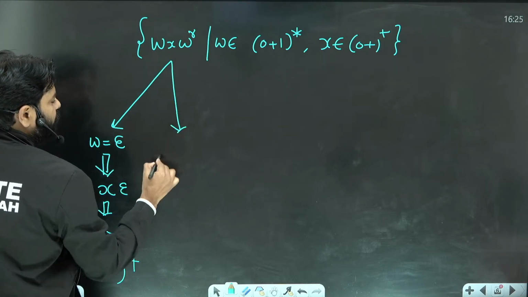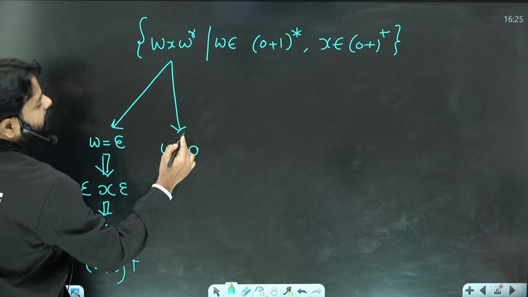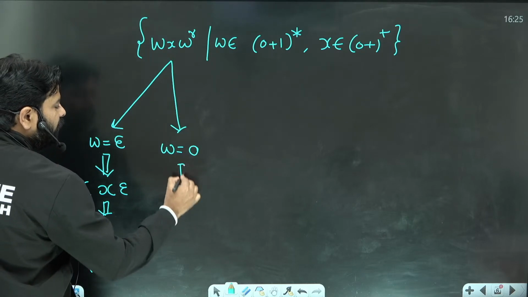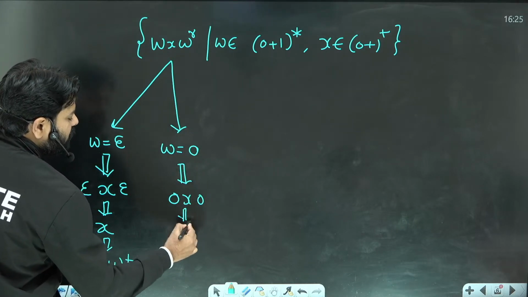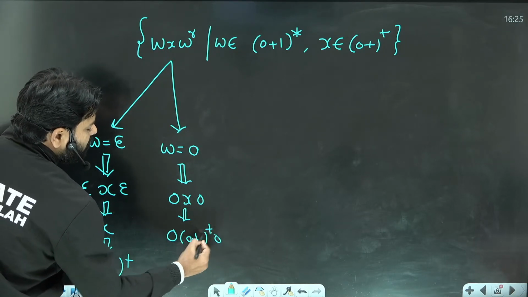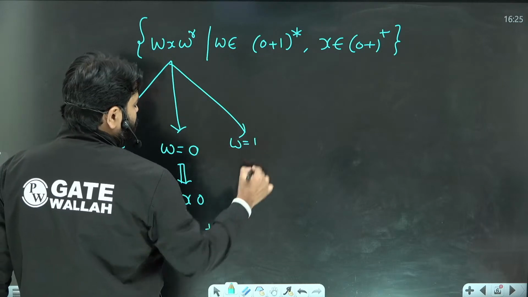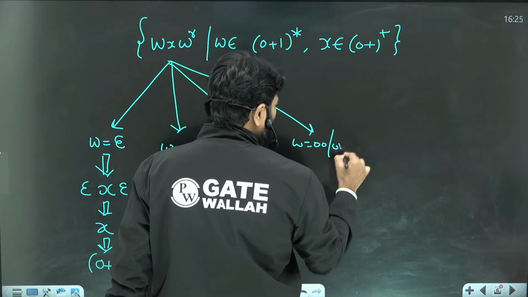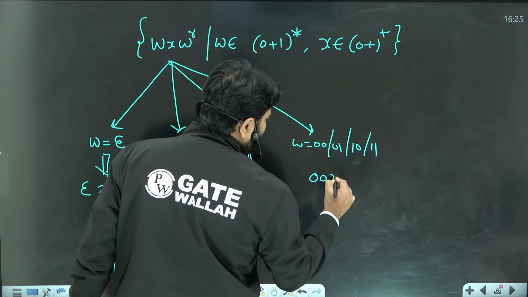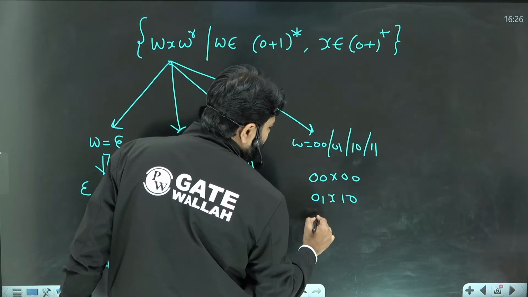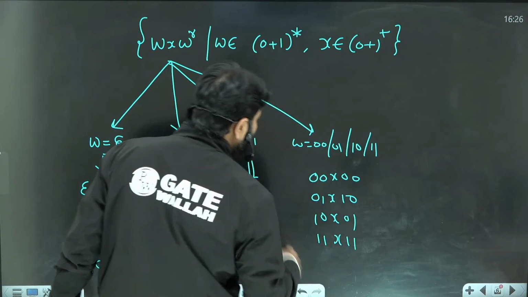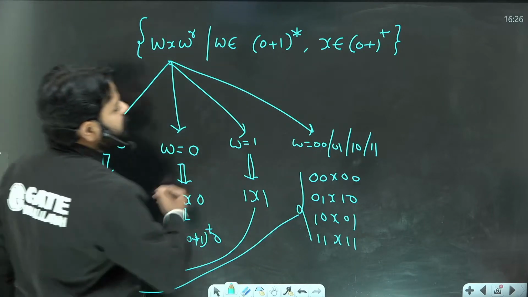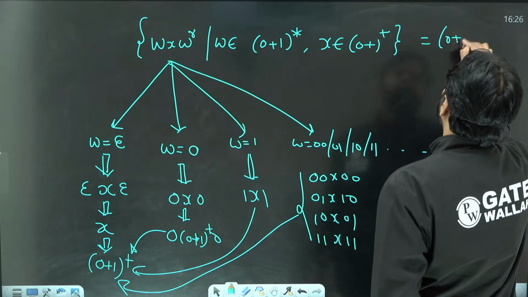Now you take any W. Say you take W equal to 0. What do you get? 0 X 0, that is 0 followed by (0+1)+ followed by 0. And take W equal to 1, you will get 1 X 1. Take W equal to 00, 01, 10, or 11: 00 X 00, 01 X 10, 10 X 01, and 11 X 11. You take anything, it is already covered here, and all four are already covered here. So whatever you do, it is just equal to (0+1)+.